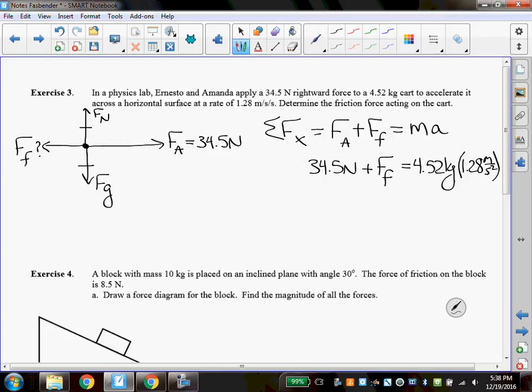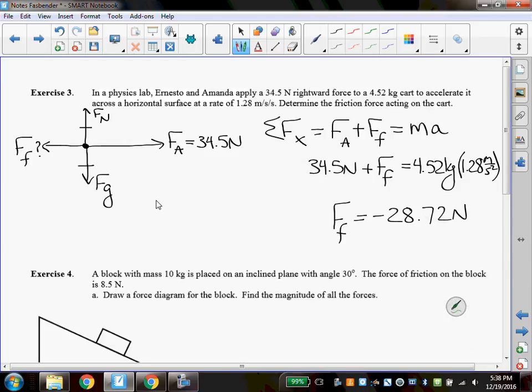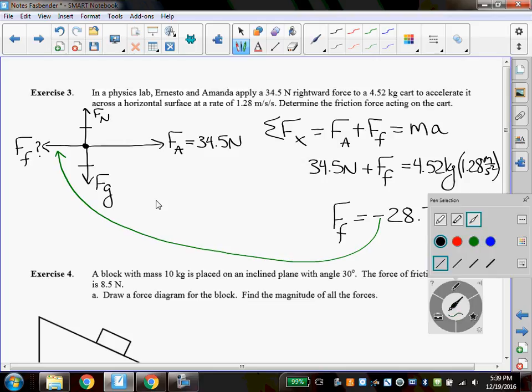Once you do the algebra, this is really not so bad, and we find that the force of friction is equal to negative 28.72 newtons. That negative sign is very important because, don't forget, positives and negatives in this class refer to direction. Yes, that force of friction is in the opposite direction as the applied force. So if the applied force is positive, we want to make sure our friction force is negative. We want to keep that on there.